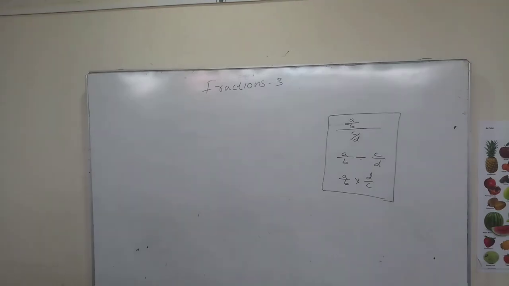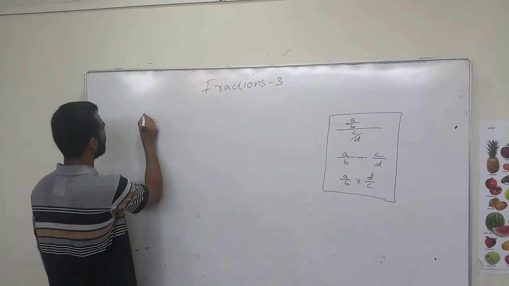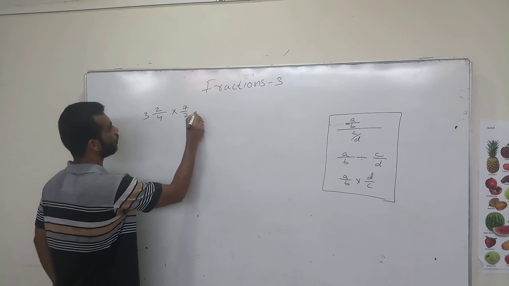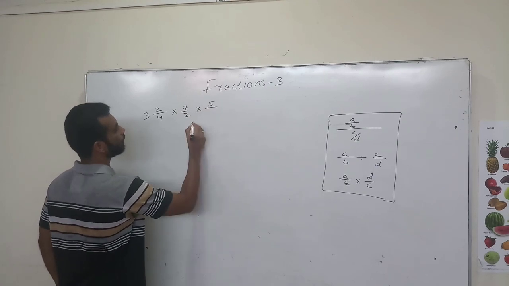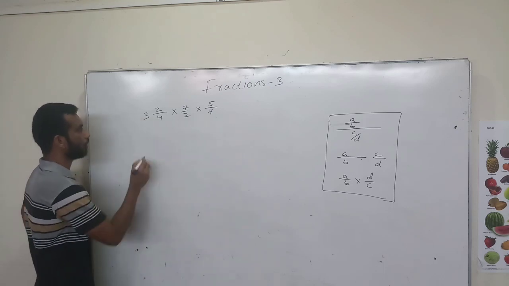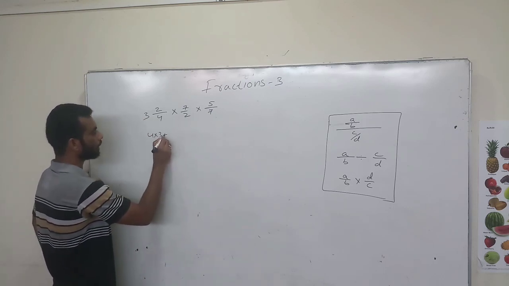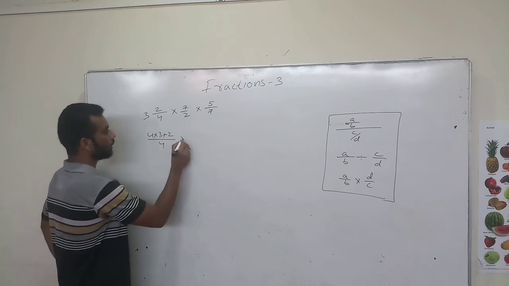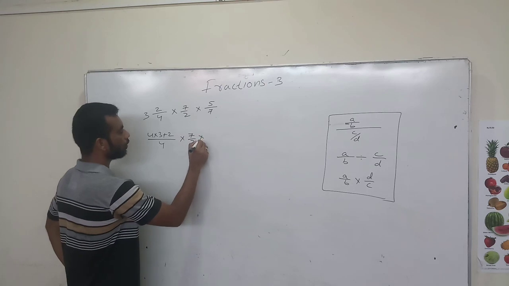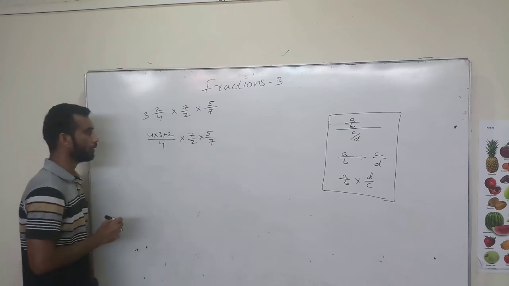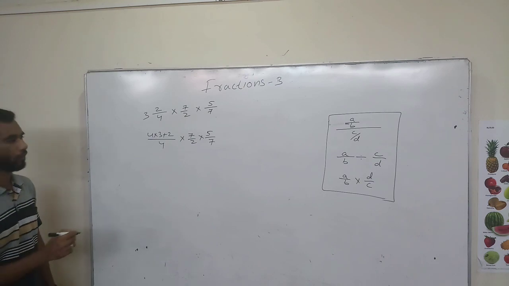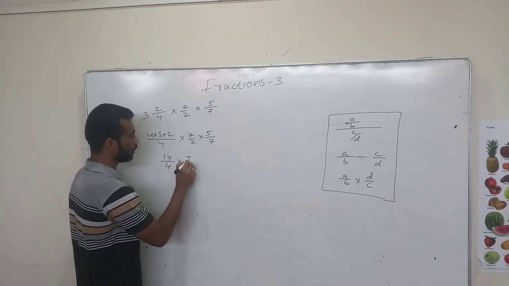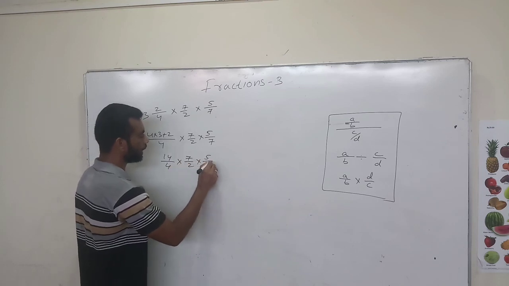One more problem we will do with the mixed fraction: 3 2 by 4 into 7 by 2 into 5 by 7. Now 4 into 3 plus 2 by 4. So 4 into 3 plus 2 by 4, into 7 by 2, into 5 by 7. 3 4s are 12, plus 2 is 14 by 4, into 7 by 2, into 5 by 7.